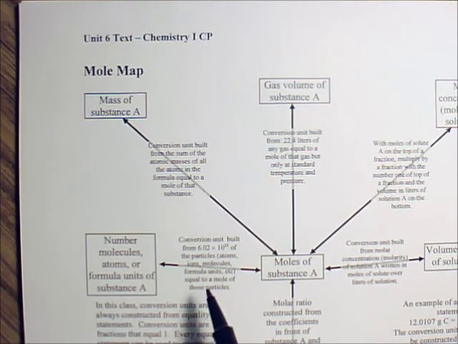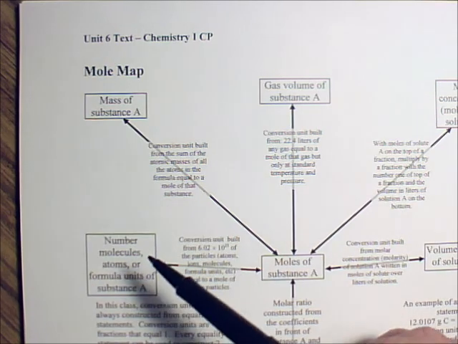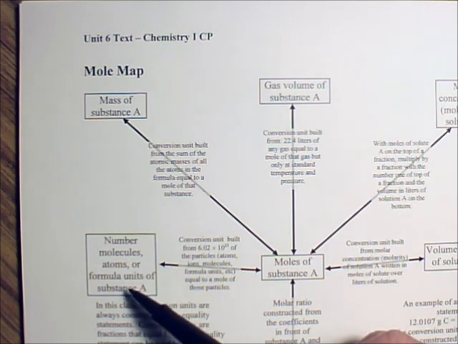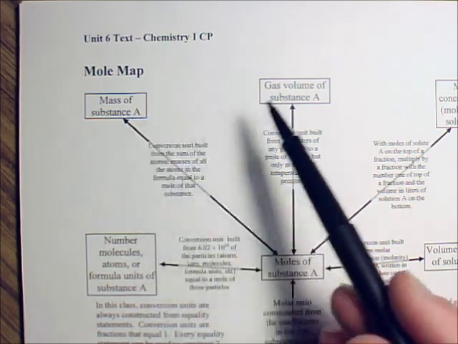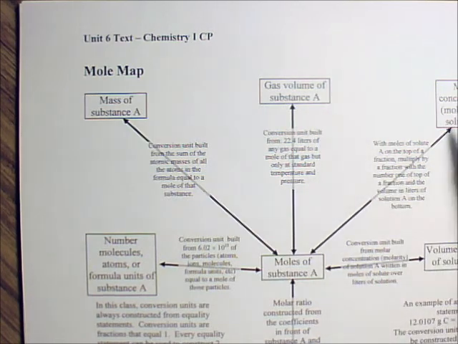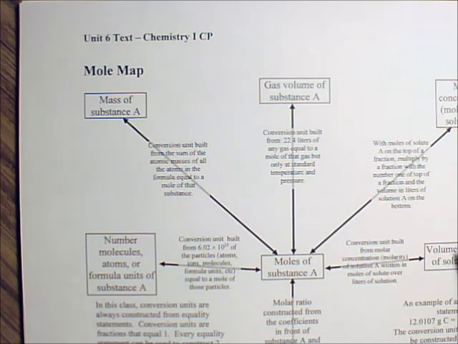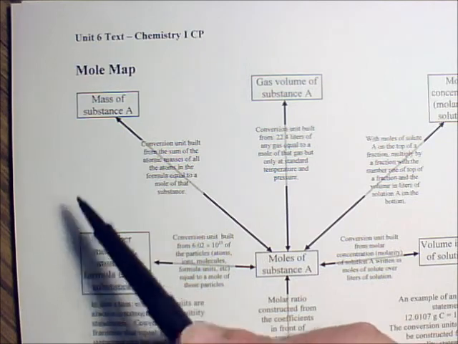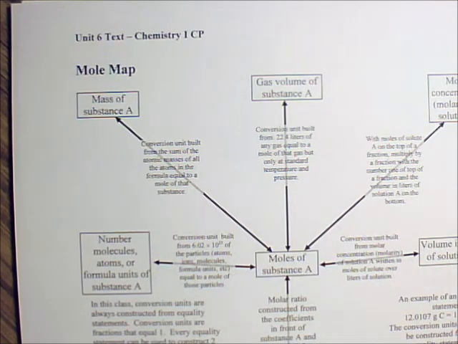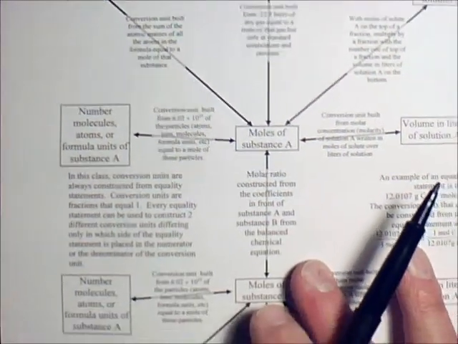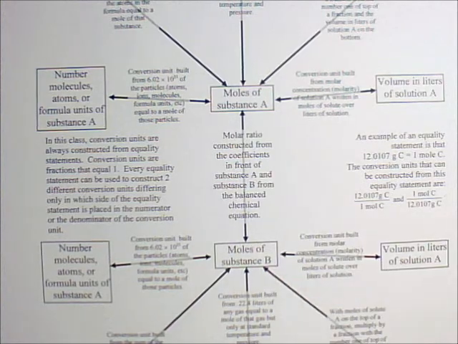So the mole map that you had previously in an earlier unit had numbers of molecules, atoms, and formula units, mass of a substance, and volume of a gas. It didn't have these two things on this side. Notice that whatever you're starting with, you always go through moles. That's what's here in the middle. We're always going through moles.